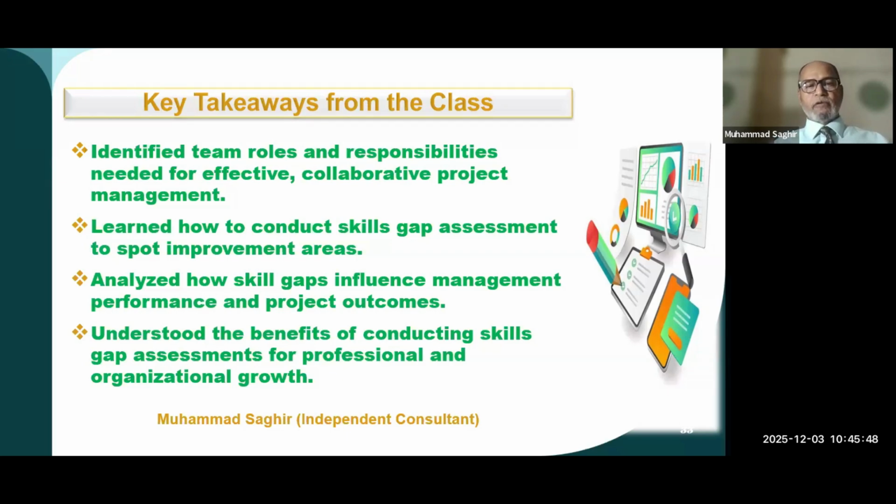Analyzed how skill gaps influence management performance and project outcomes. That helps. Understood the benefits of conducting skills gap assessment for professional and organizational growth.